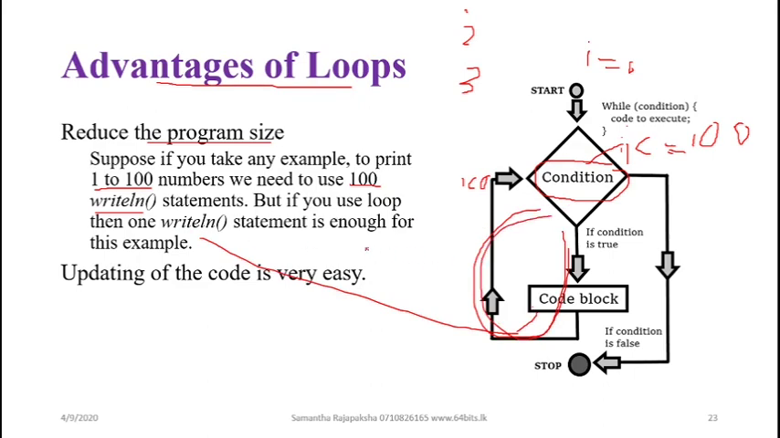If you want to make this run 1000 times, you just add 0 here. Then this will run 1000 times. No need to write the code again and again 1000 times. So updation is very easy. If you want to run this 10,000 times, you just add a 0 here. That's all. Then this will run 10,000 times. Therefore updation and modifications are very easy and program size will be reduced. So that is the advantage of loops.